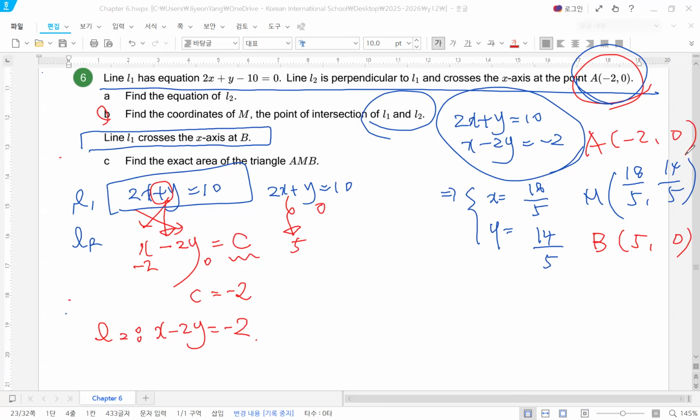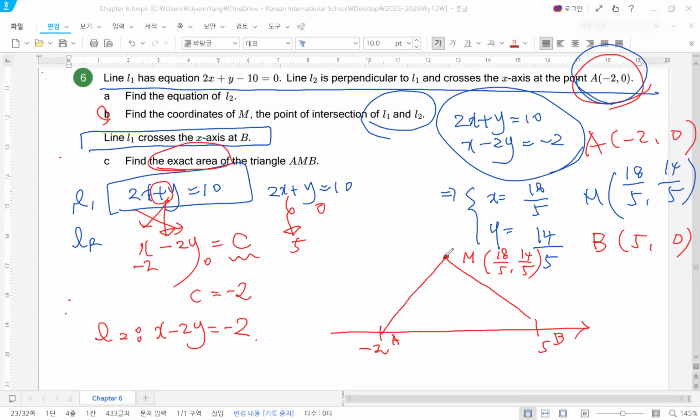Then they ask you to find the area of the triangle ABM. So A(-2, 0) here on the x-axis, B(5, 0), and there is point M, which is (18 over 5, 14 over 5). Do you understand? Then you need to find the area of this triangle. What is the base length, students? The length on the base. 7. Thank you. What is the height?